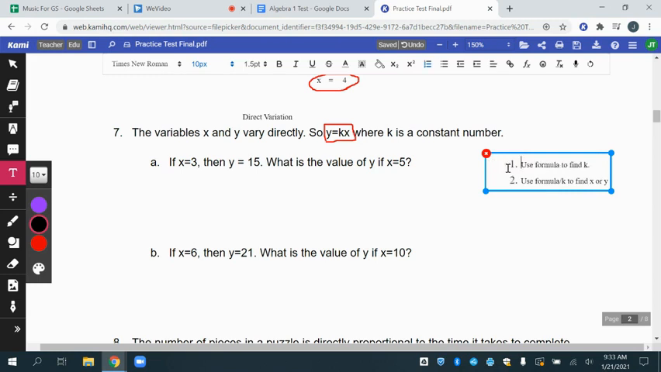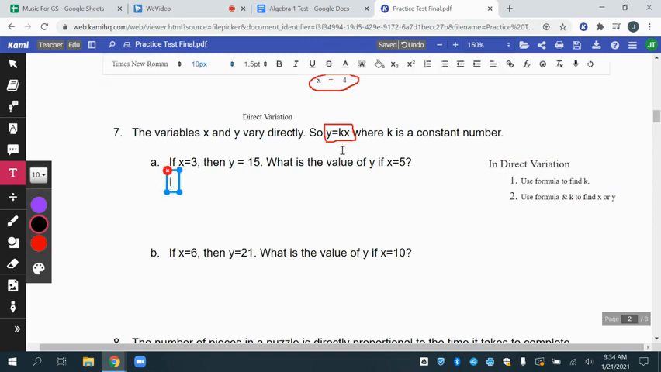Oh, that was good the way it was. I need to go that way. There. In direct variation, these are the 2 steps. Use the formula to find K. Use the formula and K to find X or Y. Okay, so let's do that.